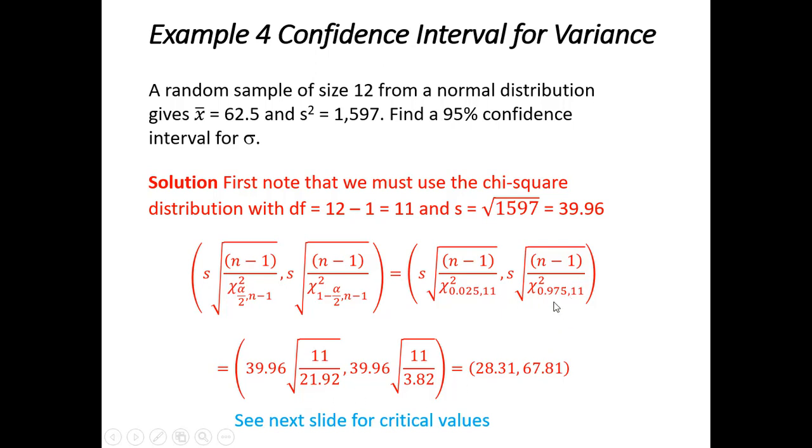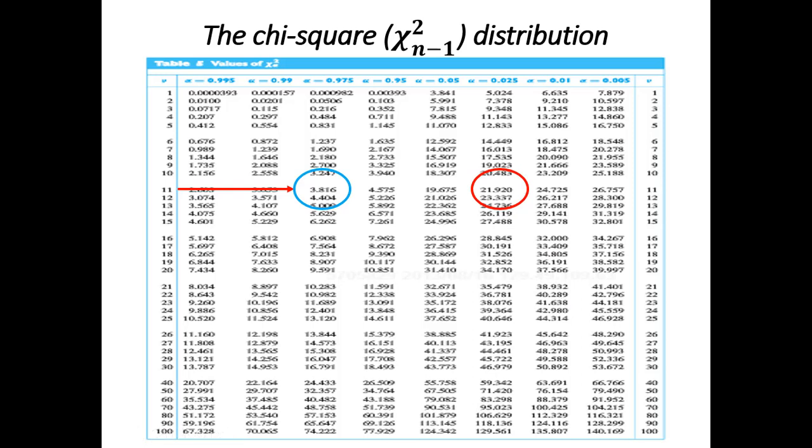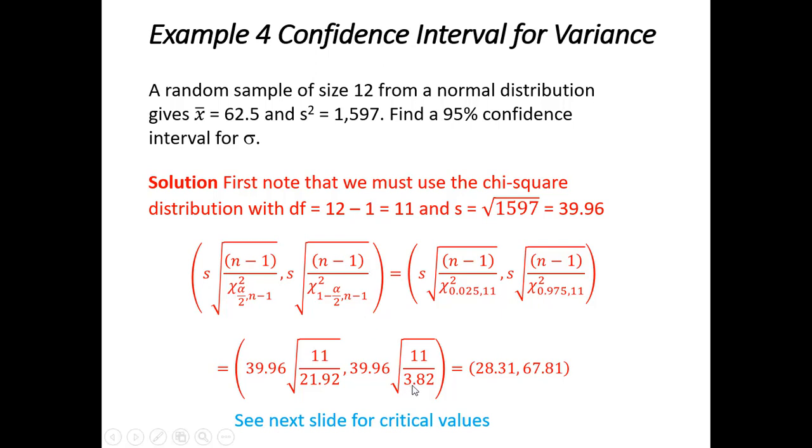The other value that we need is the value that leaves 0.975 on the left. So 0.975, we find that up here and then we come down. Degrees of freedom is 11. So you see that this value is 3.816, or 3.82 if we round that off, which is what we did over here. When we simplify the fraction, take the square root, and multiply, we get 67.81. So our conclusion would be that there's a 95% probability that the true standard deviation is between these two values.